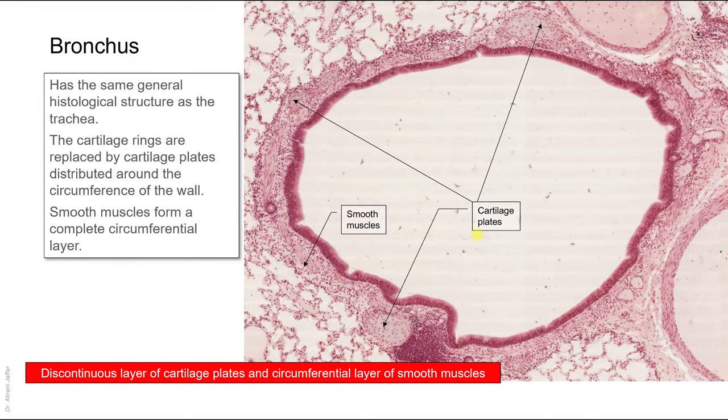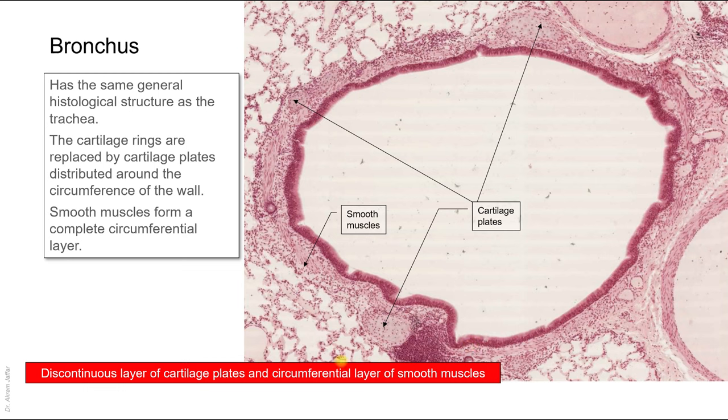The bronchus has the same general histological structure, as you can see here, that there is epithelium, which is again pseudostratified columnar ciliated epithelium lying on a lamina propria. But then there is a muscular layer, and there is the submucosa and the adventitia.